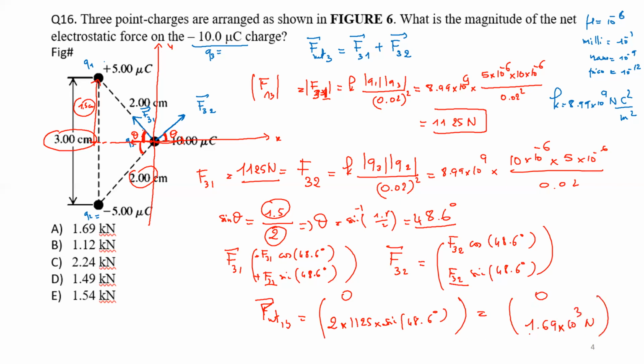Okay. Which is basically 2 times 1.125 multiplied by sine theta. But remember, sine theta is 1.5 divided by 2. So it just gives you 1.125 times 1/2. And this gives you this answer A, of course.